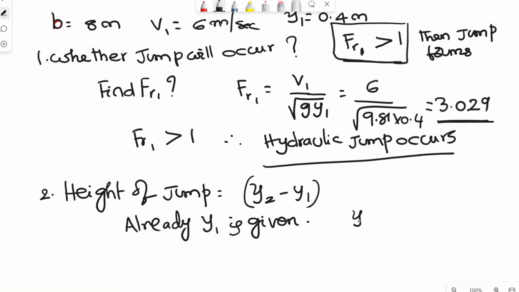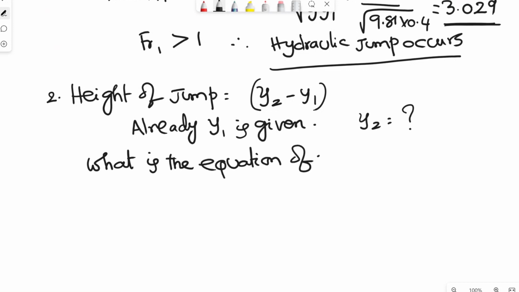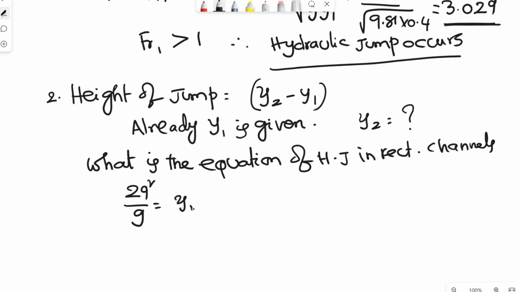So therefore y2 is how much? If you find this out, then you can find the other. So how to find y2? Basically, what is the equation of hydraulic jump in rectangular channels? That you know already. It is 2q square by g is equal to y1 y2 into (y1 plus y2).